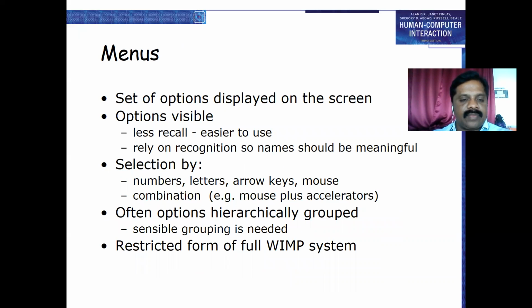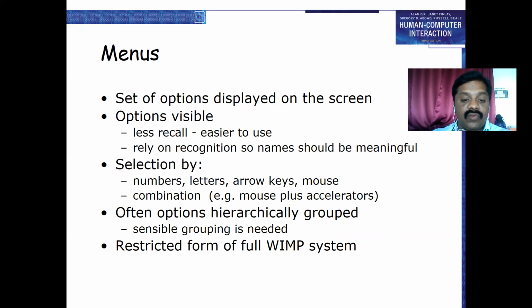Next, menus. A set of options is displayed on the screen and the options are visible. Less recall, easier to use. Rely on recognition, so names should be meaningful. Selection by numbers, letters, arrow keys, mouse, or a combination. For example, mouse plus accelerators. Often options are hierarchically grouped. Sensible grouping is needed.